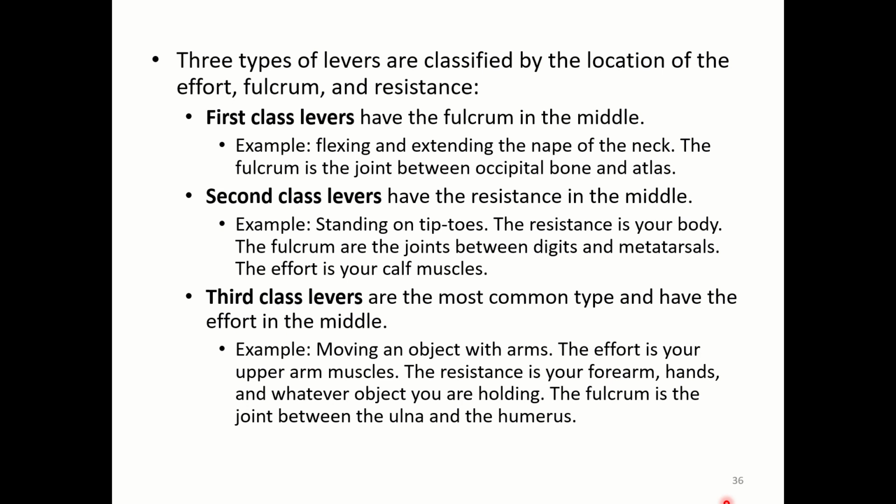3 types of levers are classified by the location of the effort, fulcrum, and resistance. First class levers have the fulcrum in the middle. An example is flexing and extending the nape of the neck. The fulcrum is the joint between the occipital bone of your skull and your atlas. So when you're nodding your head yes, that is the first class lever.